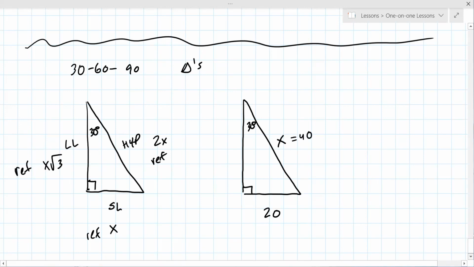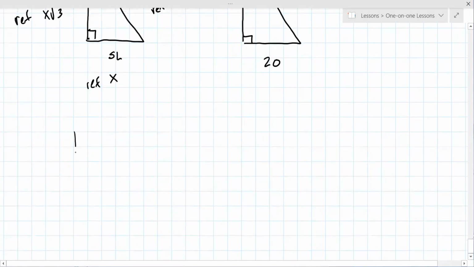Good. Now these triangles can be oriented however you want, and that can also cause some confusion. Like this could be x now, and this is 30 degrees. So the short leg's over here, and they could tell you that this is 18. Well, x is 9 root 3.